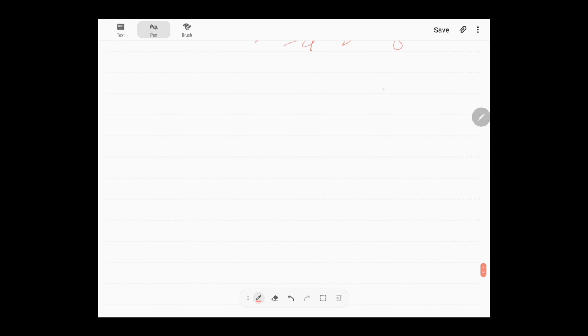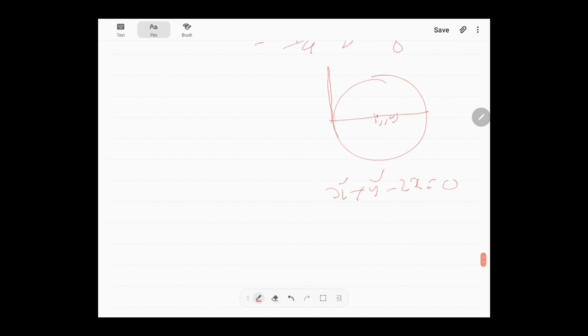Already previously I have given one problem for you to do. X square plus y square minus 2x is equal to 0. This is 1, 0 is the center. It passes through the origin. How to evaluate this in polar coordinates? Because it is given in polar coordinates, you need to write the equation of the circle also in polar coordinates.